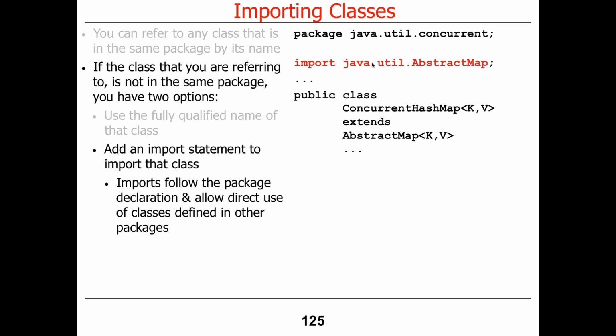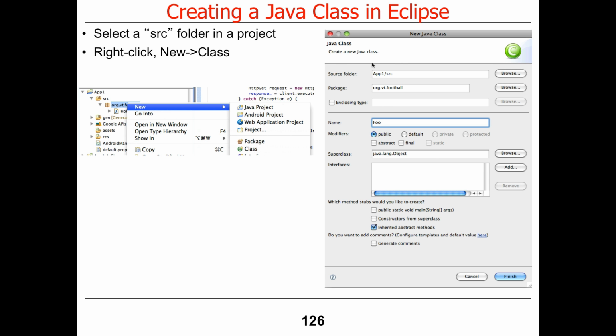So here's an example where we typically have a list of imports at the top, or not at the top, but right underneath the name of the package. You'll list all the files you want to import.